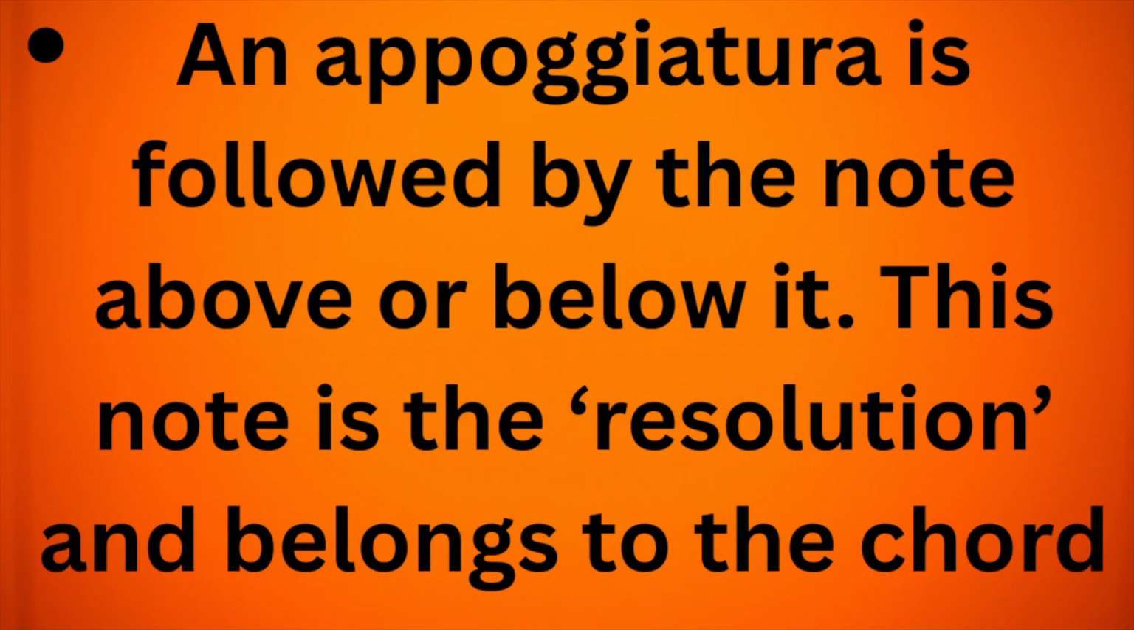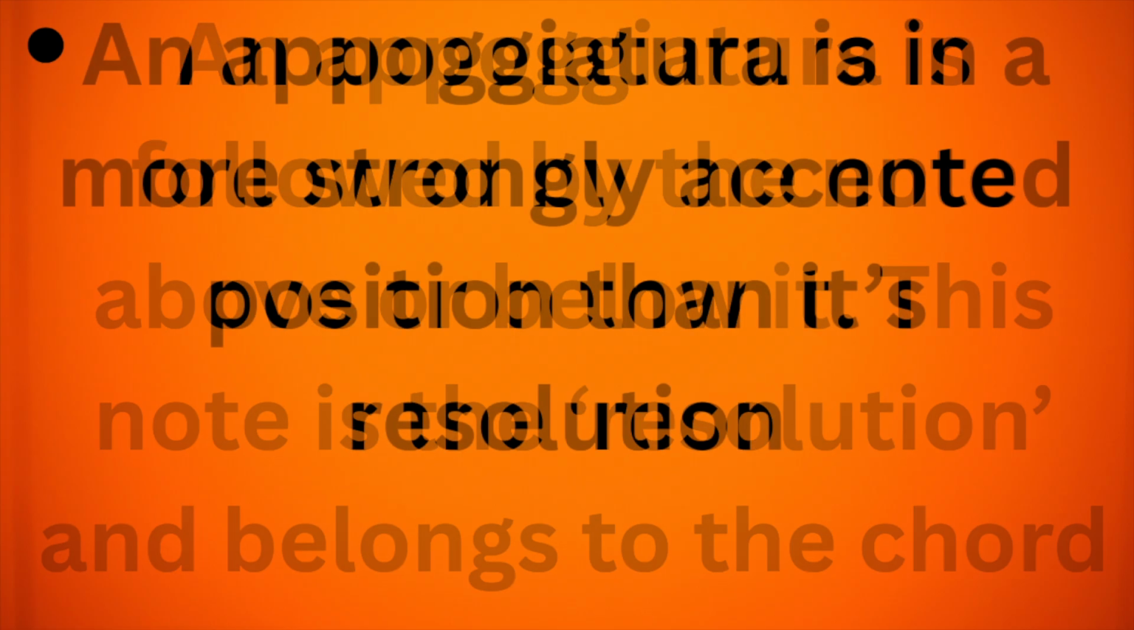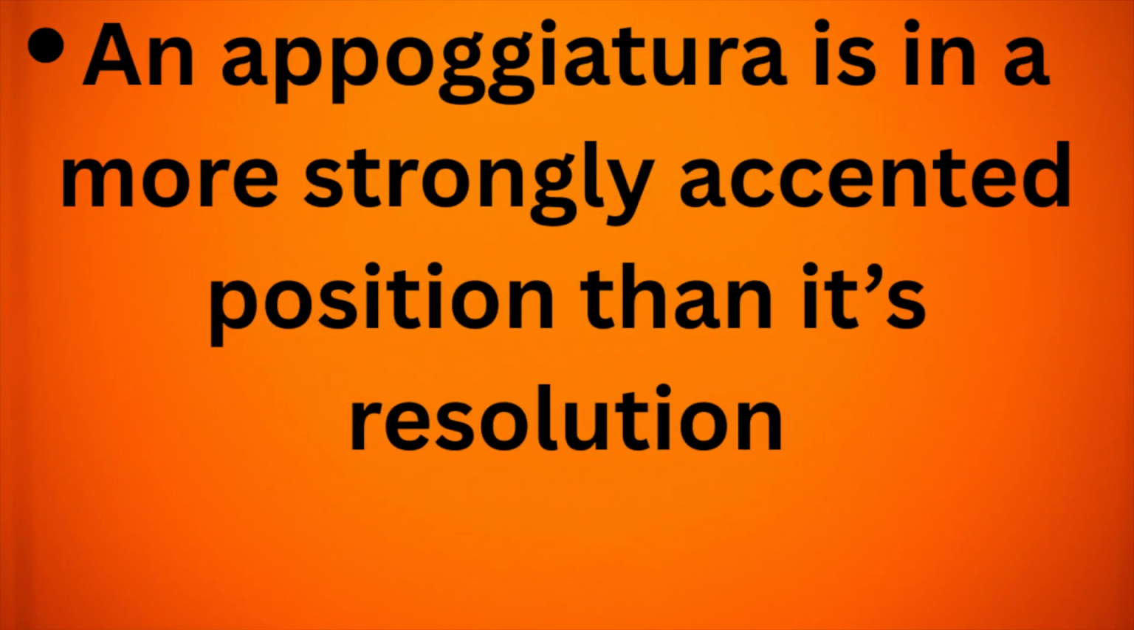An appoggiatura is followed by the note a step above or below it. This note is the resolution and belongs to the chord. And finally, an appoggiatura is in a more strongly accented position, that is to say on a stronger beat than its resolution. This gives us the effect of a strong note followed by a weaker one.